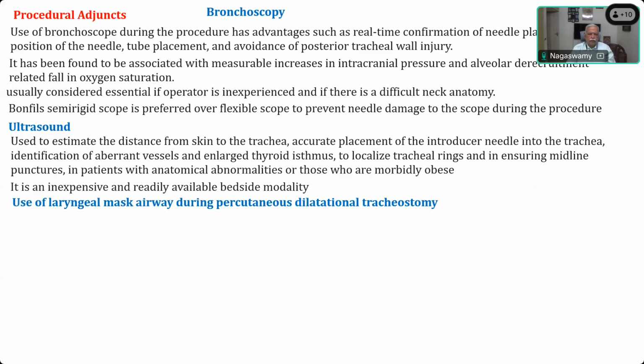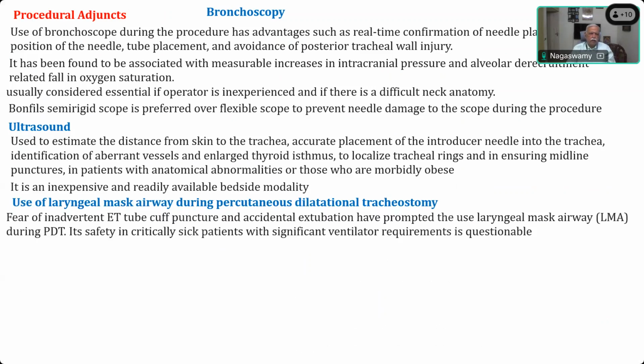Use of laryngeal mask airway during percutaneous tracheostomy is another modification. Fear of inadvertent ET tube cuff puncture and accidental extubation have prompted the use of laryngeal mask airway, but its safety in critically ill patients with significant ventilator requirements is questionable. So it can be used in more stable patients.